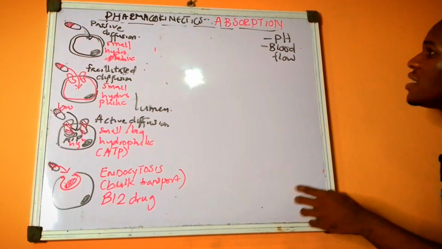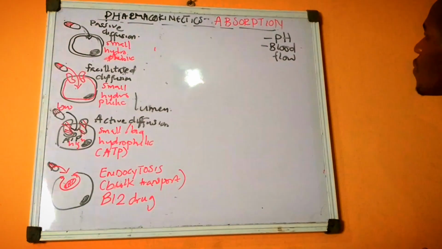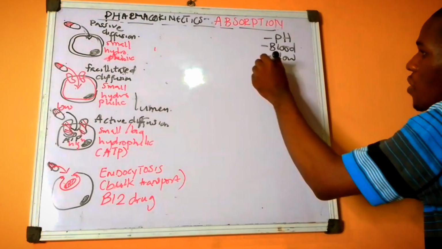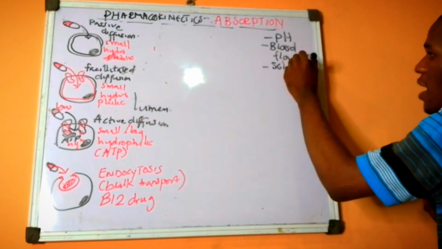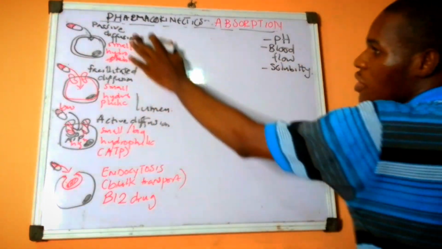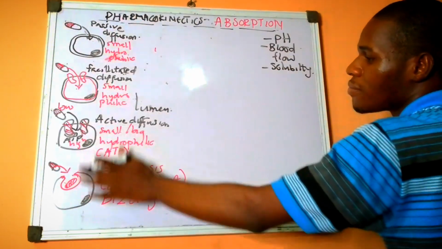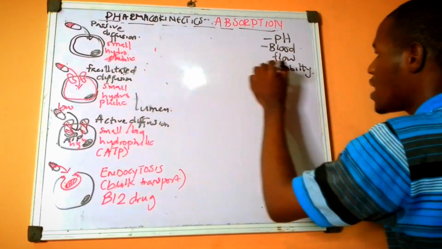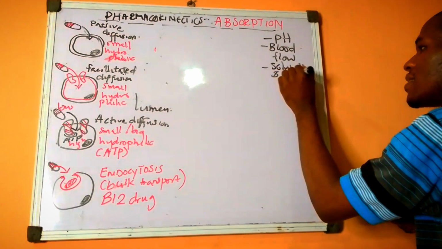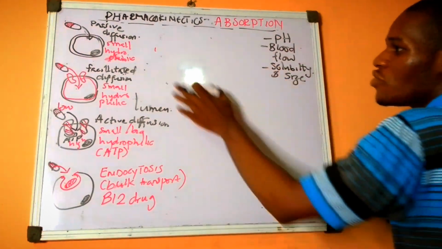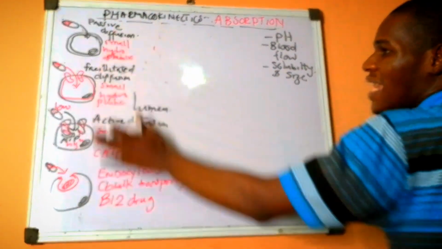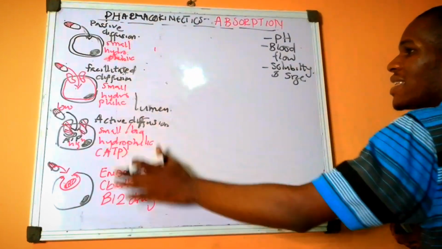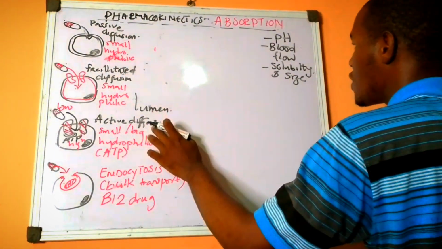Another factor affecting the absorption of a drug, of course, is drug solubility, and I've explained through this transport mechanism, the solubility and the size. So let's put just solubility and size. The size and solubility of the drug affect the absorption of the drug, and there are different transport mechanisms that can influence them. The one I just explained.